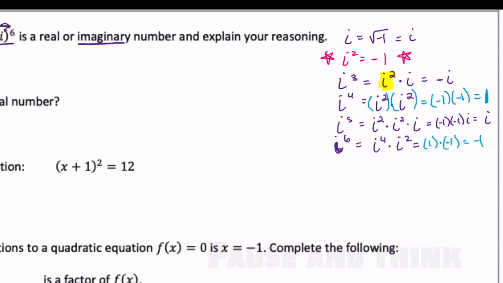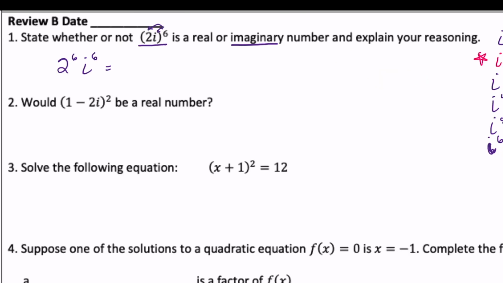It's looking like i to the 6th is going to end up being -1. So if I pop over here, 2 to the 6th is 64, and i to the 6th is -1. So we're going to get -64 as our simplified (2i) to the 6th. So that means we get a real number. Take a minute to explain why it ended up being a real number.